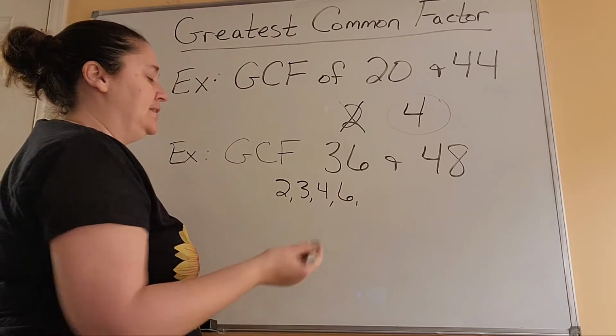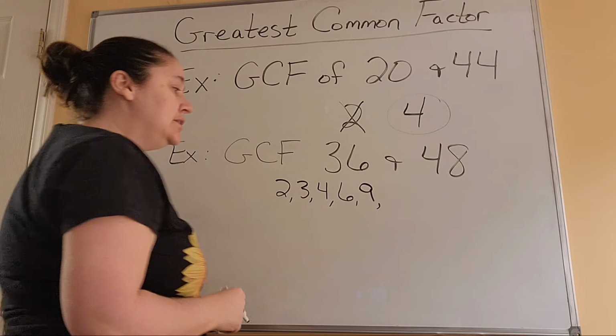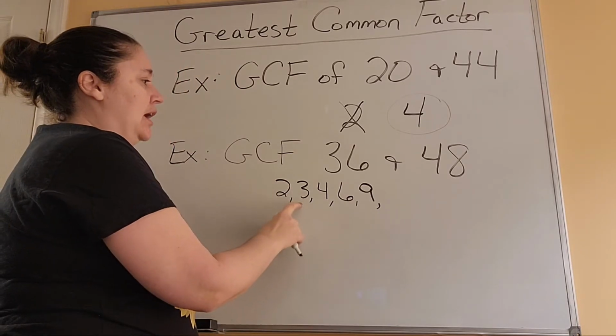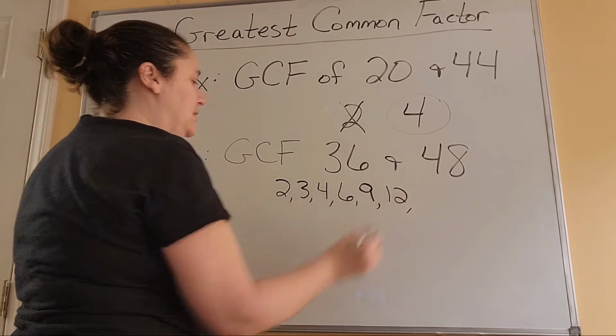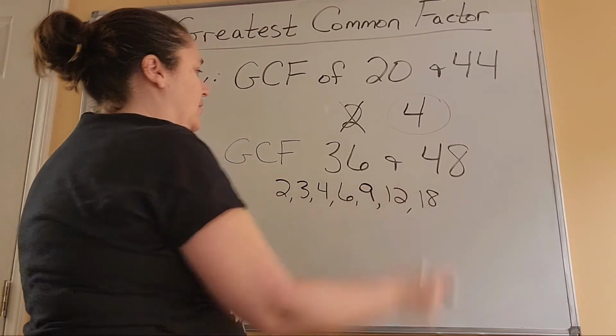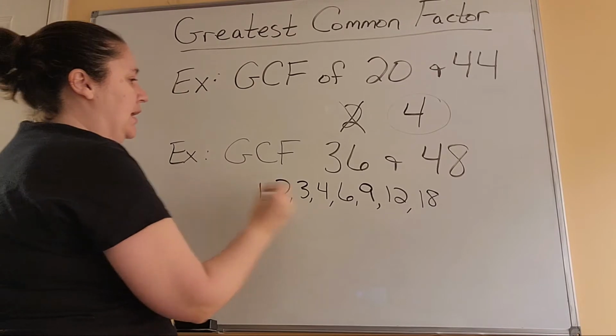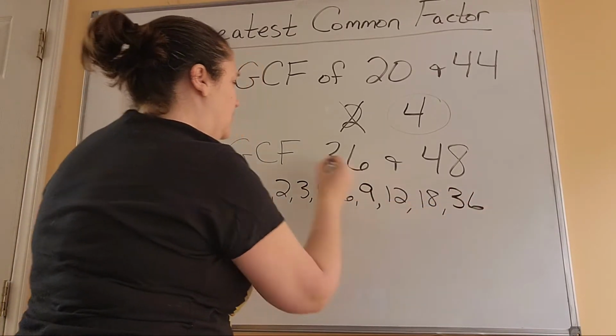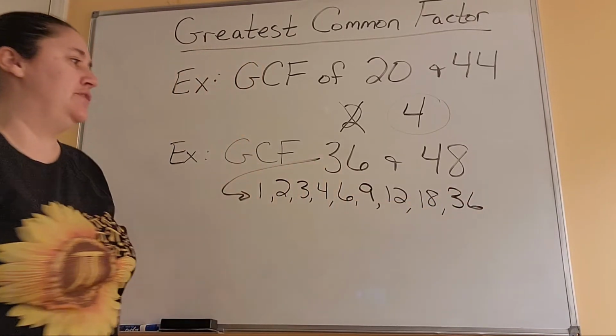7 doesn't work. 8 doesn't work. I can divide it by 9. 3 times 12 makes 36. 2 times 18 makes 36. Oh, and 1 and 36. So this is my list for things I can divide 36 by.